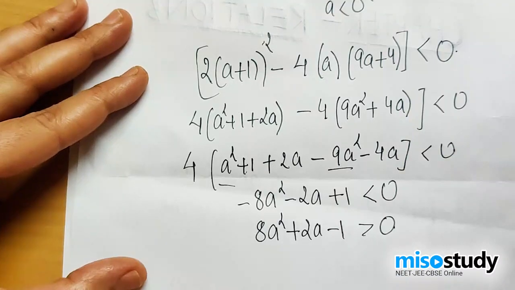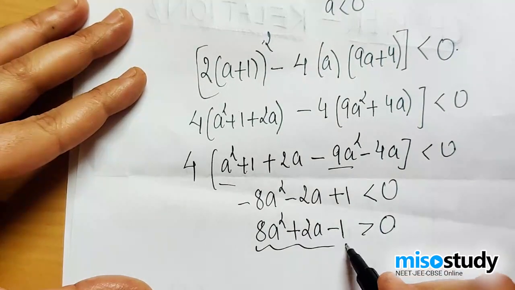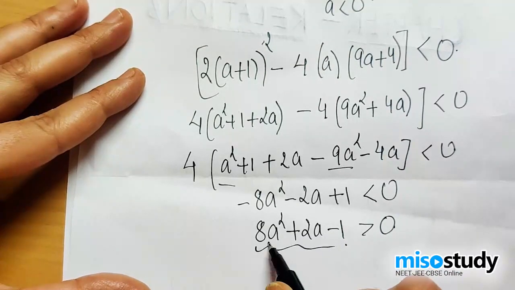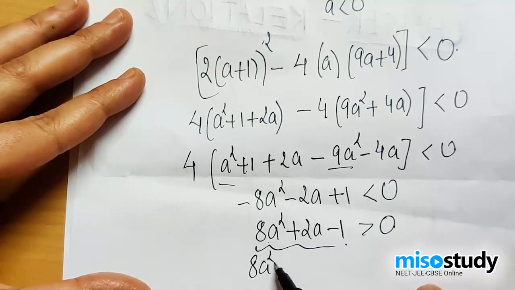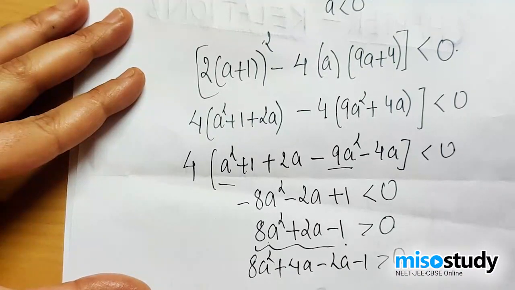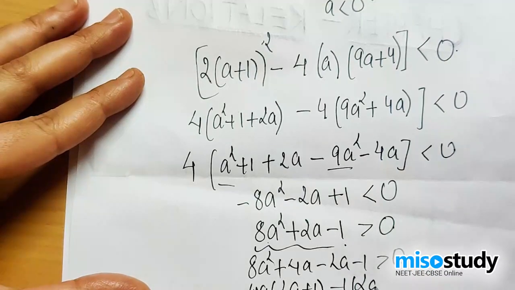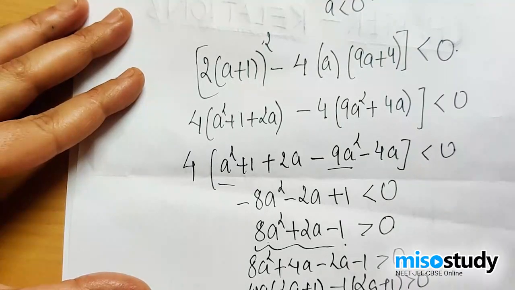You can even do it without multiplying by a negative sign, that's completely optional. Now let's just factorize it. On factorization, the factors will be 4 into 2, 8a squared, 4a minus 2a minus 1 greater than 0. That means, by simple factorization, 4a minus 1 and 2a plus 1 greater than 0.